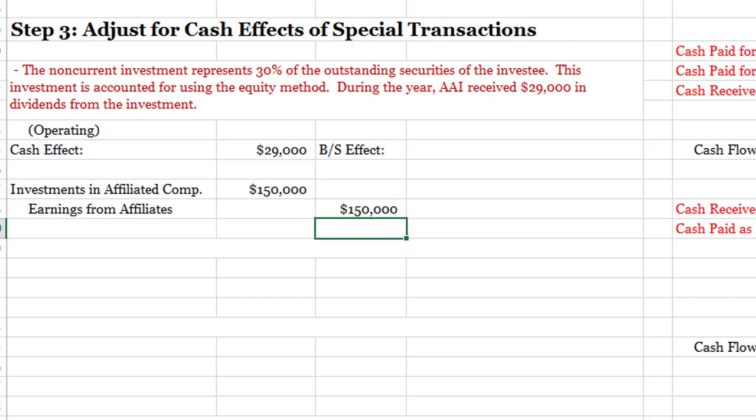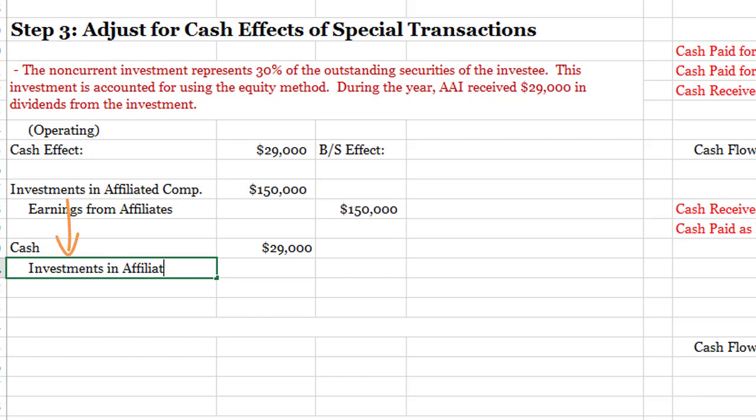Now that I've done that journal entry, I can do the other necessary journal entry, and that's to account for the dividend that we received. So I had cash coming in of 29,000, and under an equity investment, I would account for that as a credit to investments in affiliated companies.